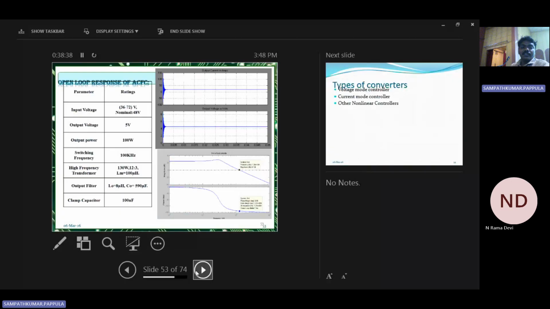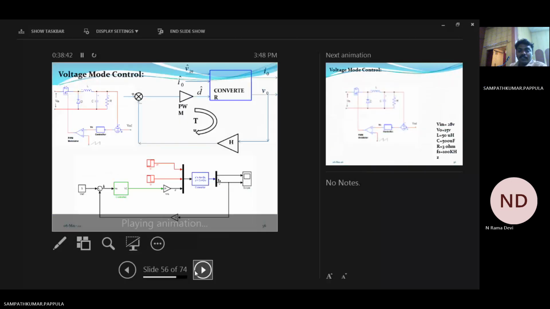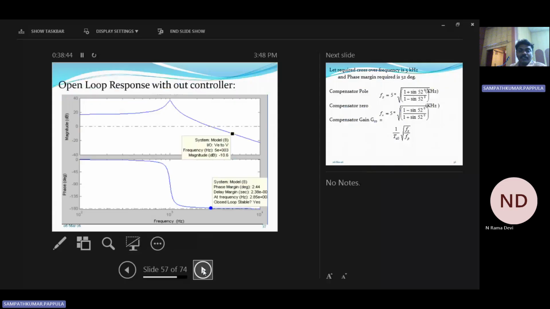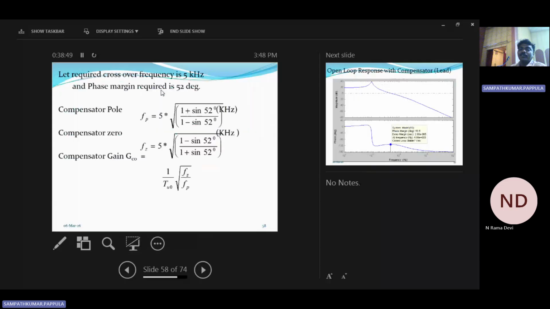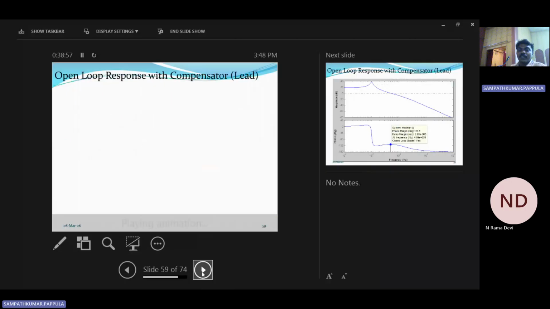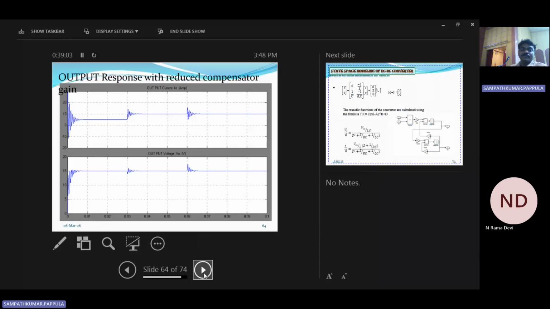Okay, so like that you may do the simulation for various types of controllers. This is the frequency response analysis method. If you are taking the frequency response method to design a controller, these are the formulas you may use. So like that, finally you need to get the solution for that. Okay, that is today's intention.